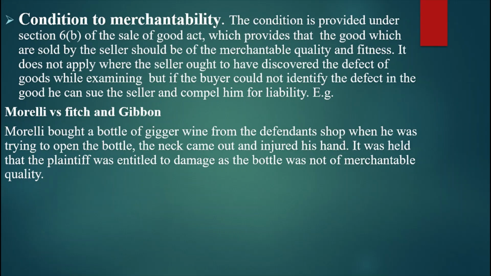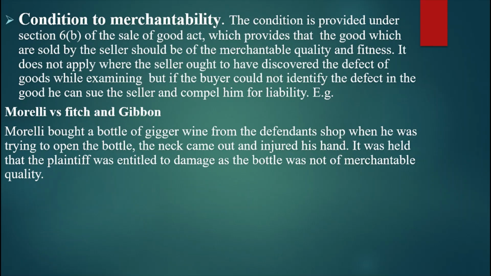Condition of merchantability. The condition is provided under Section 6 subsection B of the Sale of Goods Act, which provides that goods sold by the seller should be of merchantable quality and fitness. It does not apply where the buyer ought to have discovered the defect by examining the goods, but if the buyer could not identify the defect in the goods, he can sue the seller and hold him liable. This one is covered in the case between Morelli versus Fitch and Gibbons.